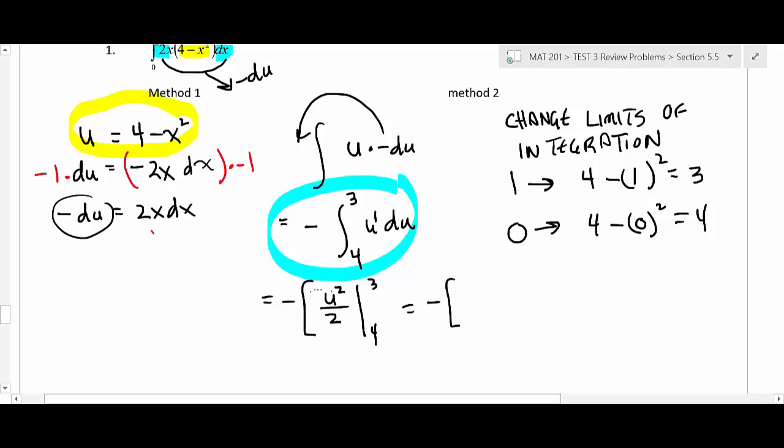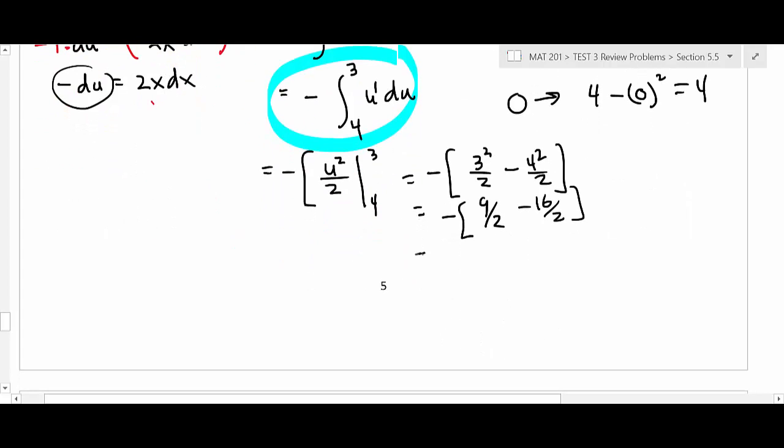So we plug in 3. You always plug the upper limit in. So it's 3 squared over 2 minus 4 squared over 2 like that. So that's going to be 9 over 2 minus 16 over 2. So that will be negative 7 over 2, and with the negative out front, the answer to that problem is 7 over 2.